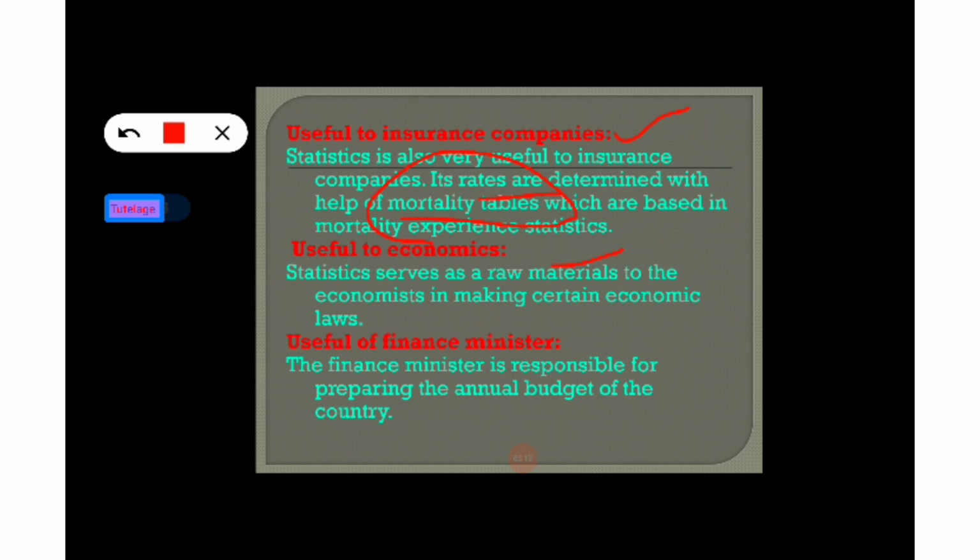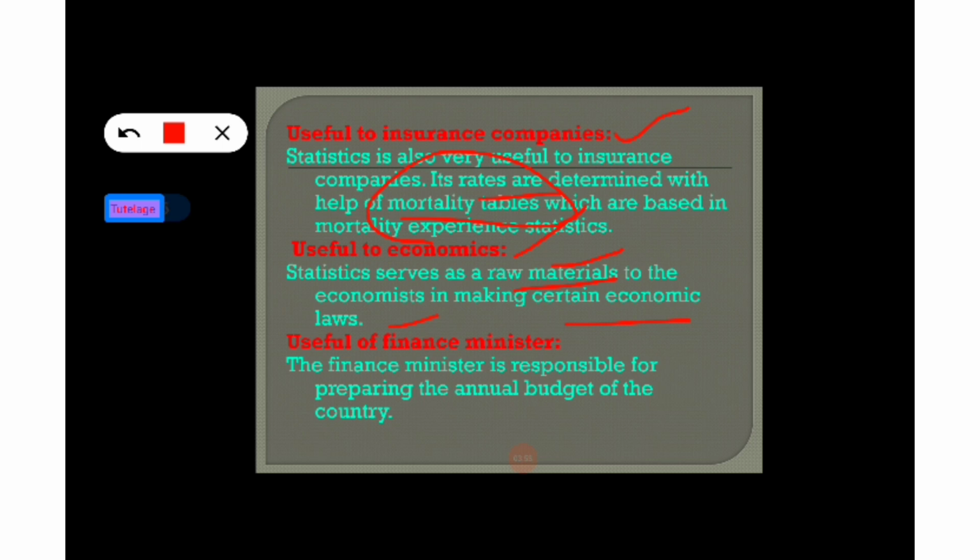And now going to the third point, statistics is useful to economics, or the economic sector. It serves as raw material to the economist in making certain economic laws. So without statistics, economics is impossible. That's why statistics and economics are very much related to each other. So statistics is very important to the economic sector.